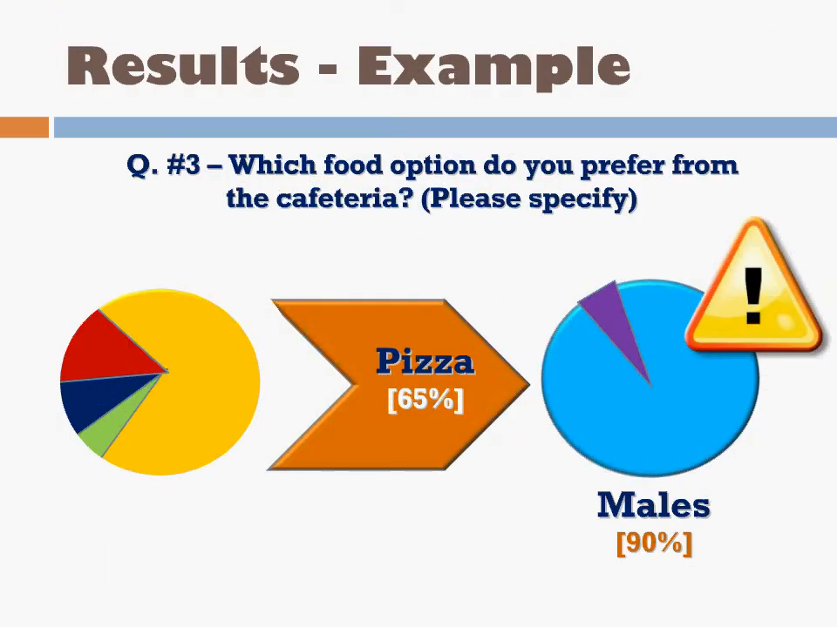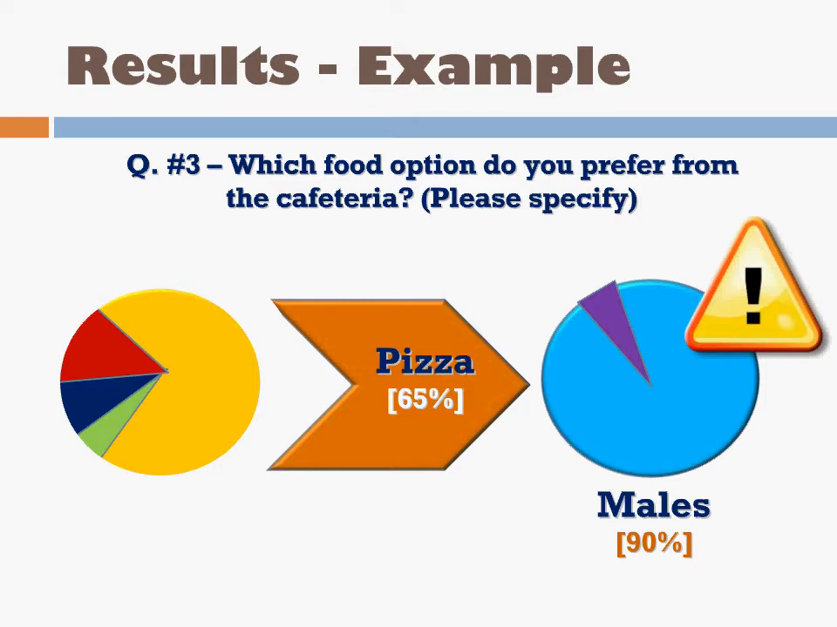To really illustrate this, I think the best way is a visual representation. Imagine one of your questions, such as which food option do you prefer from the cafeteria, looked like the graph on the left. You have a number of small pieces of the pie, and then a very large piece that looks like Pac-Man. This very large piece is pizza. 65% of those who responded prefer pizza as a food option. The other ones don't really matter. So what you want to do is now break down this pizza response. 65% are saying pizza. Does that mean anything?